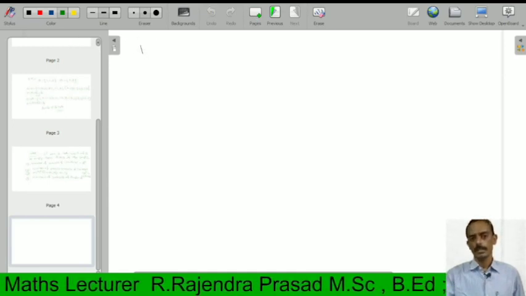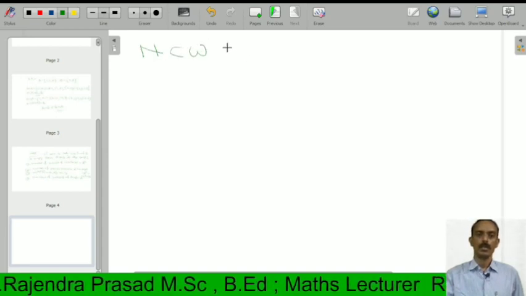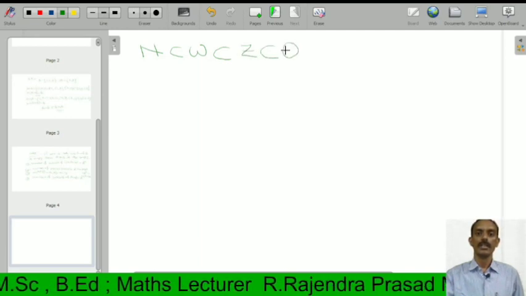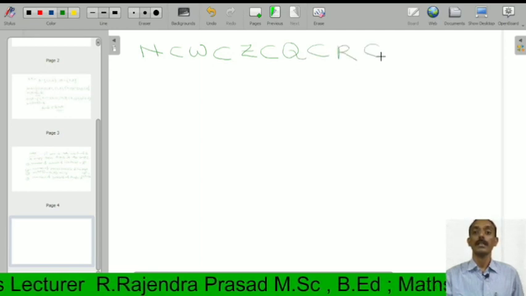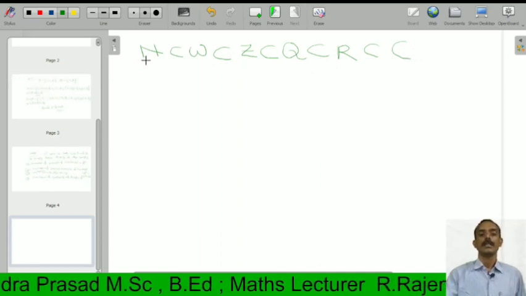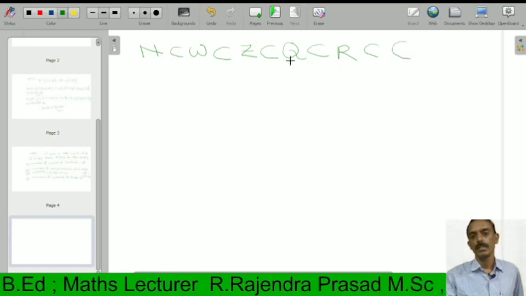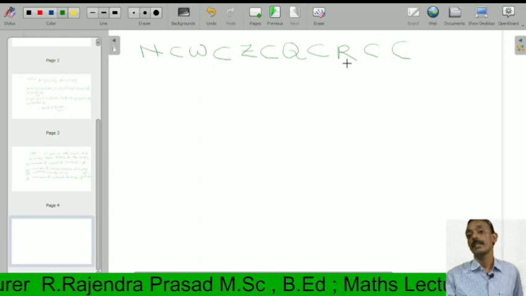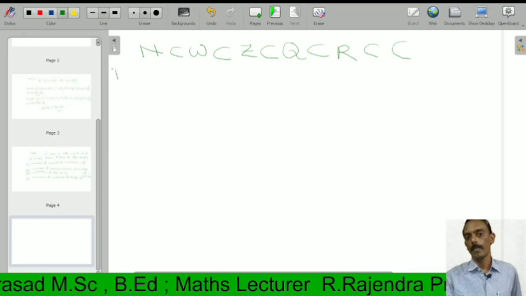We know that natural numbers are a subset of whole numbers. Whole numbers are a subset of integers. Integers are a subset of rational numbers. Rational numbers are a subset of real numbers. Real numbers are a subset of complex numbers. We discuss intervals.